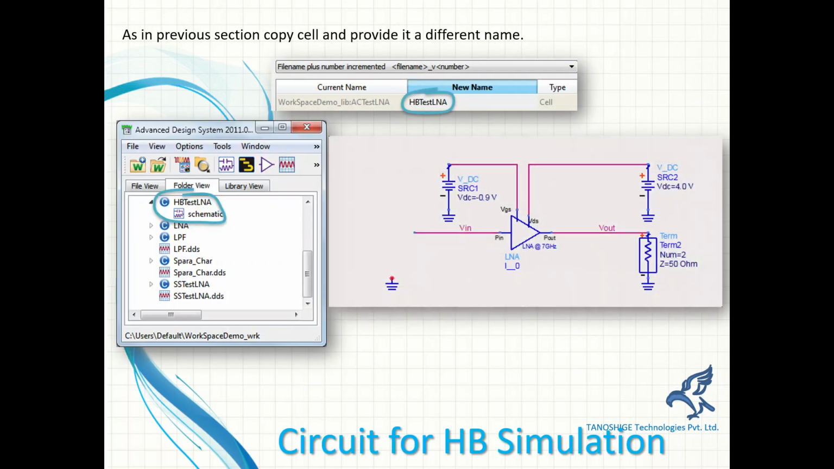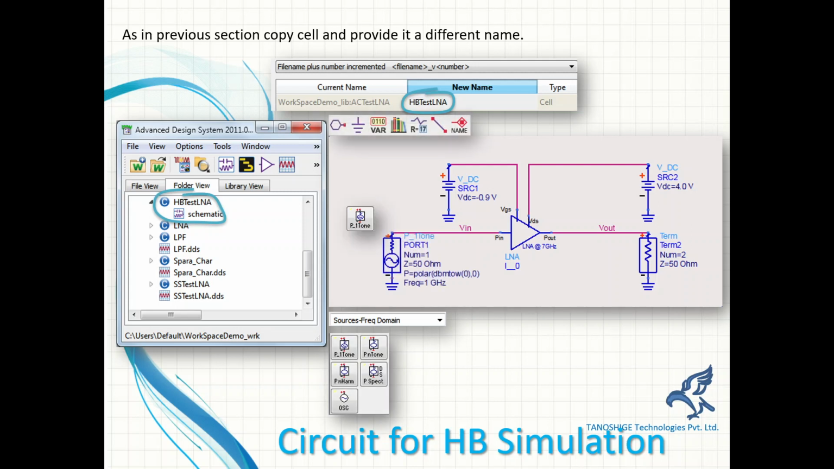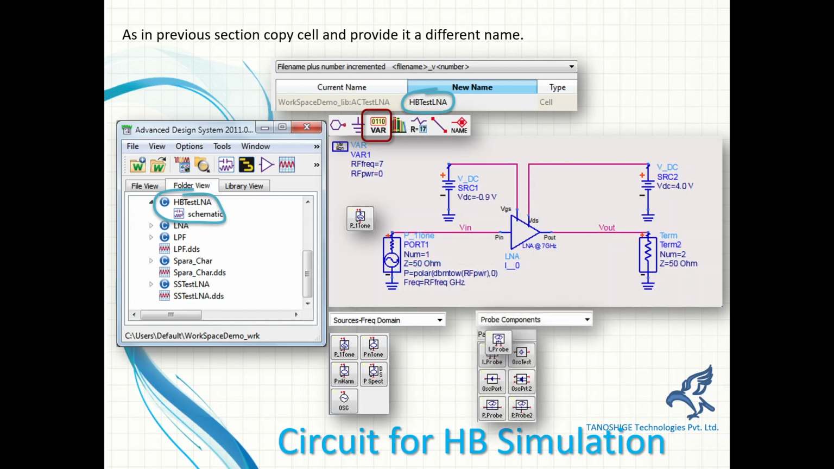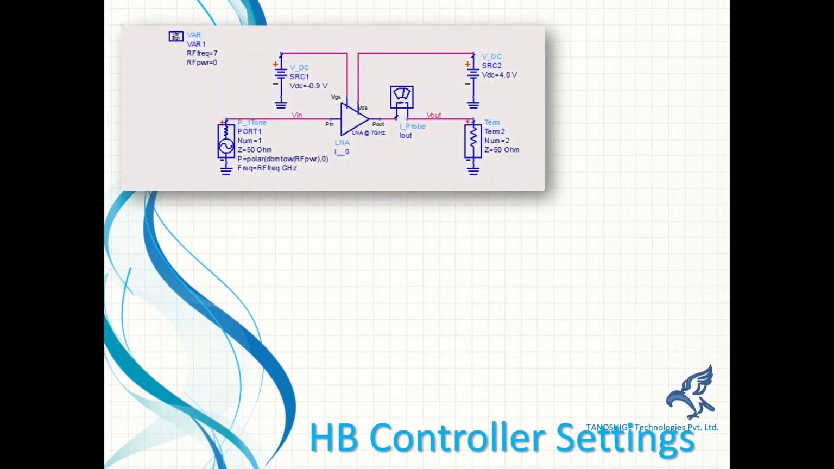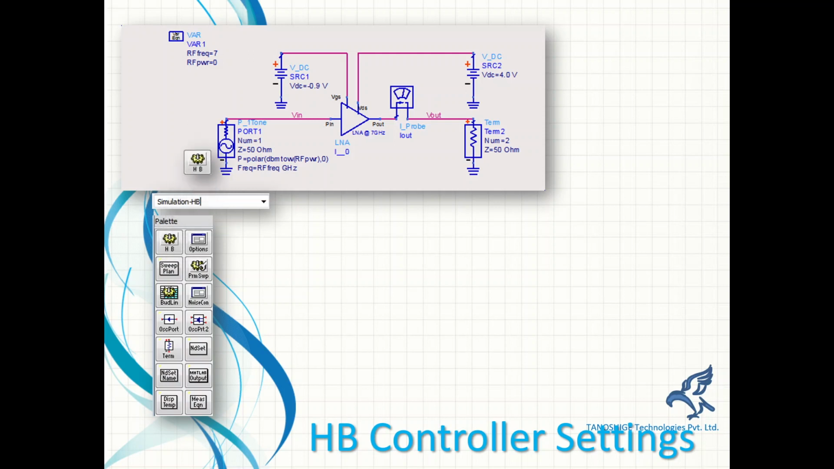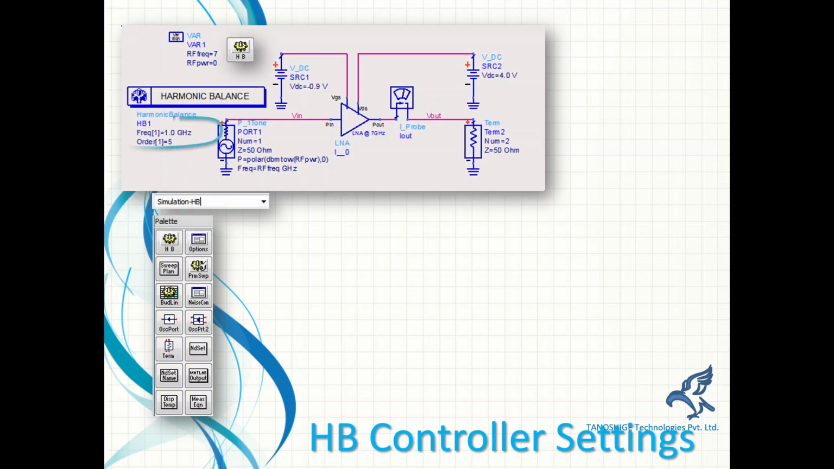So we are going to just copy this cell, and we are going to put P1 tone here. We are going to do RF power, RF frequency. Then we are going to put a probe component over here, which we have already done. And we have got this, and we are going to put a HB controller here, right? Set up the frequency and the order of mixing here.